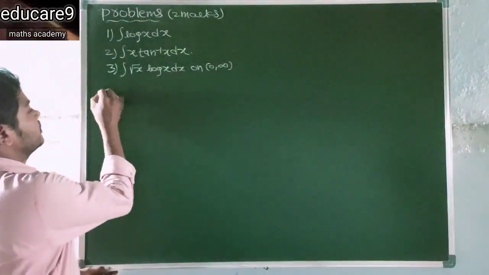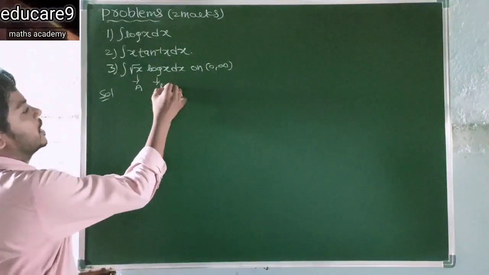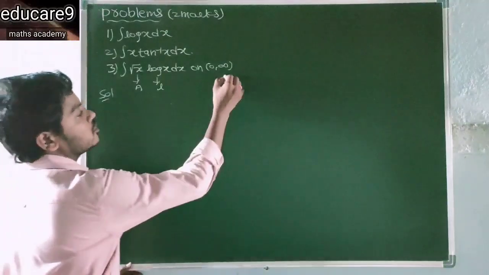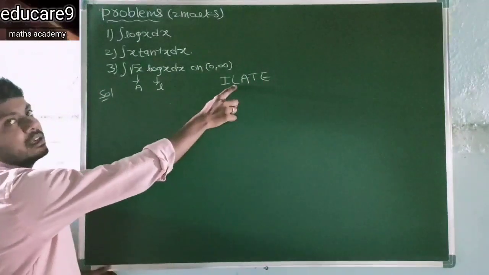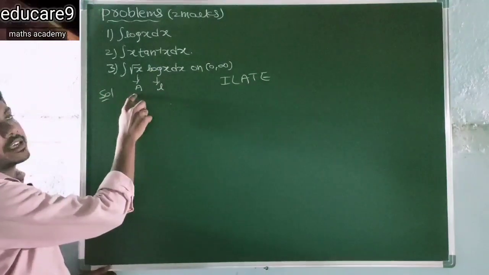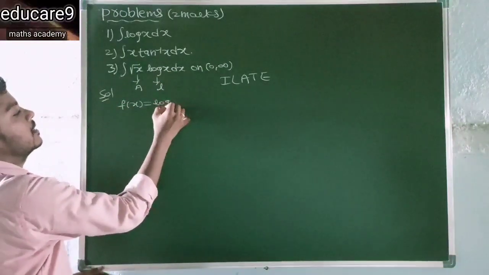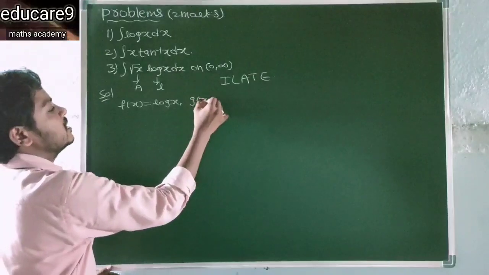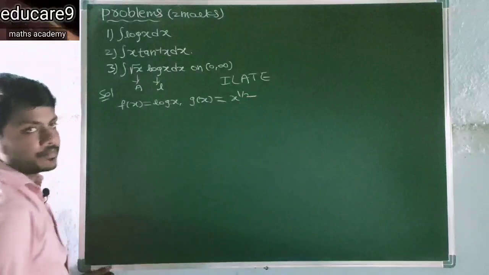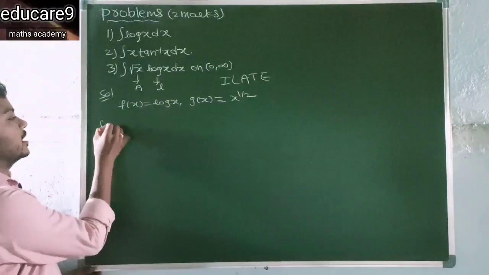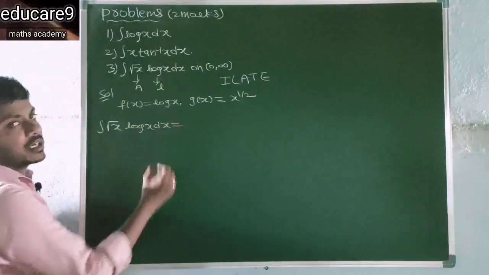So see the third one. So this is algebraic and this is logarithmic. So clearly we must follow ILATE. Clearly L is the first letter, A is the second letter. This is the first function. So f of x is equal to log x and g of x is equal to what? Root x, that is x to the power of 1 by 2. So therefore integration of root x log x dx is what?